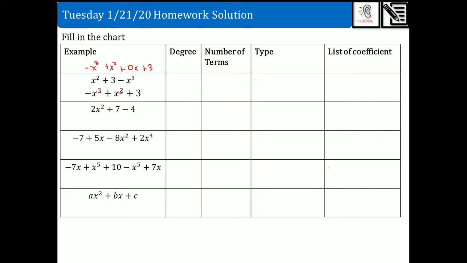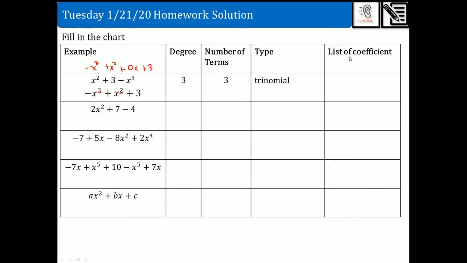It's missing here. So what is the degree here? What is the highest power? 3. The highest exponent? Still 3. The amount of terms? 1, 2, 3. We don't include that missing term here because it's missing, because there's a 0 in front. Okay, 3 terms. When they have 3 terms, we call that a trinomial.